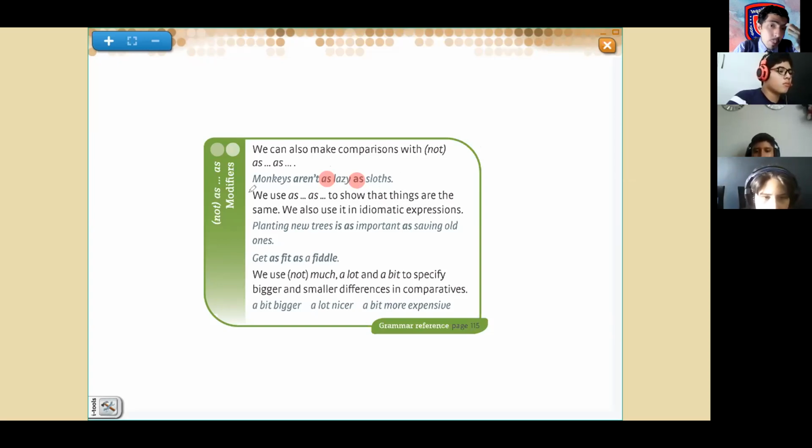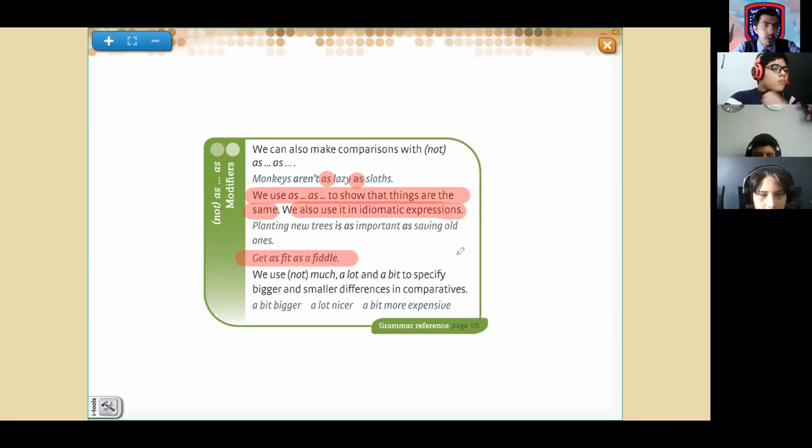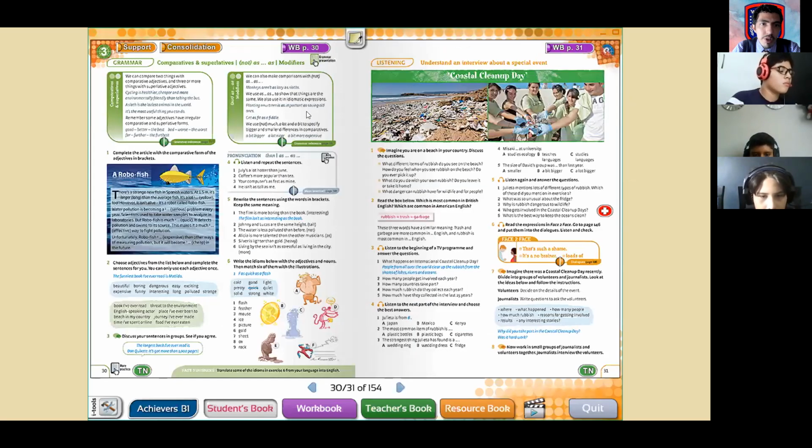It says we use as and as to show that things are basically the same. Okay, but we also use it in idiomatic expressions. For example, like this one: get as fit as a fiddle. Like a violin, of course. Okay, get very, very thin. Okay, that's the idea on these kinds of activities. I mean, this topic of modifiers. Okay, let's start checking them in the exercises at this moment.